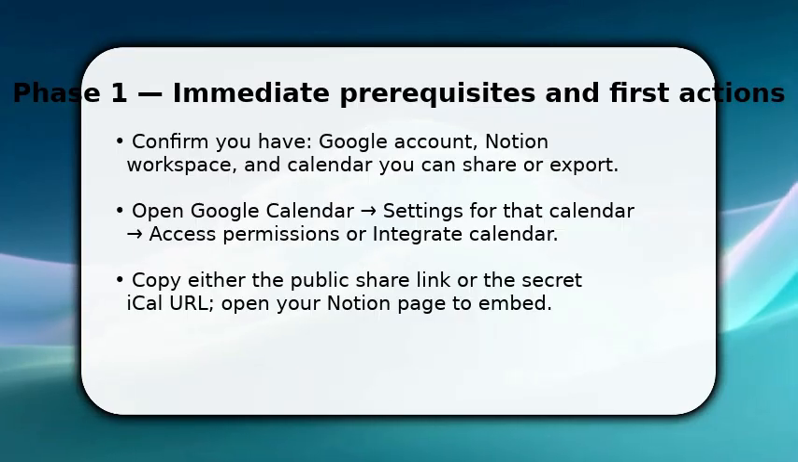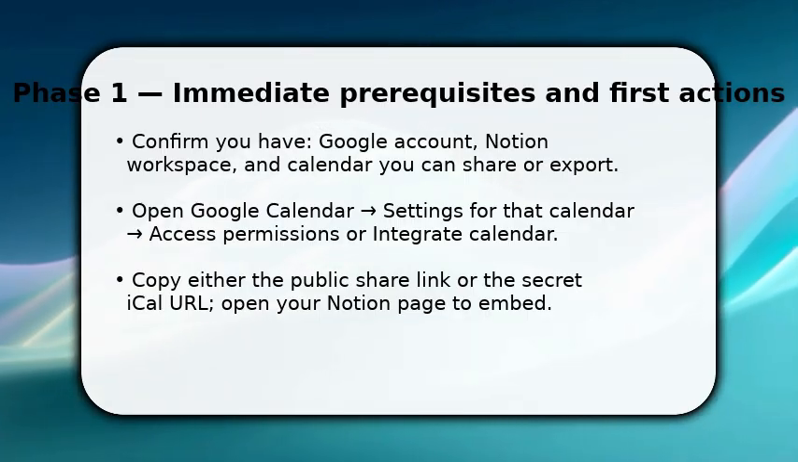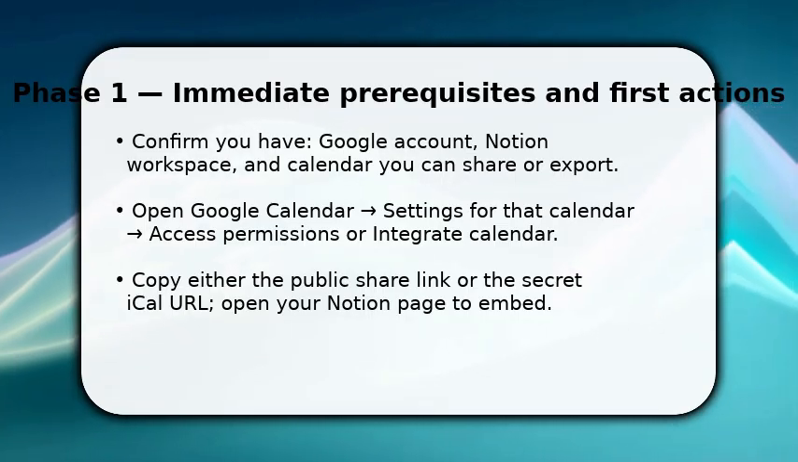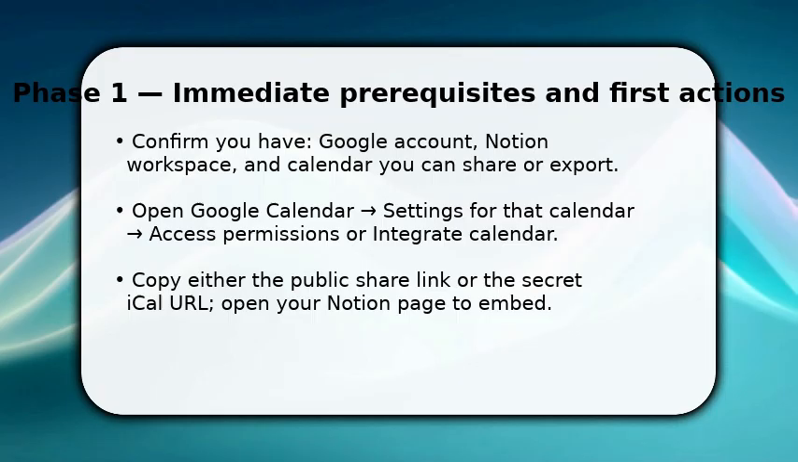You begin by making the calendar reachable. In Google Calendar, go to the specific calendar settings and either enable public access or generate the secret iCal link. This is the actual feed you'll embed.